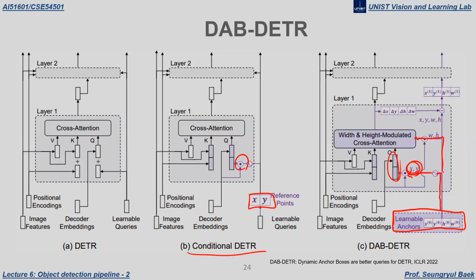But when calculating the actual cross attention, W and H are further used, okay? So their attention becomes to have different width and height, okay? And actually these residuals are outputted, and they make an updated anchor box that is further used in the next layers, okay?